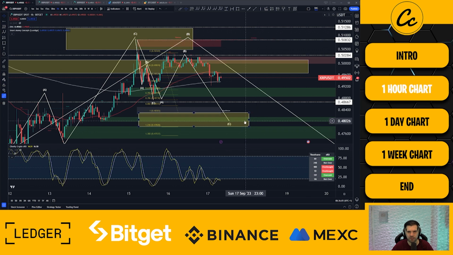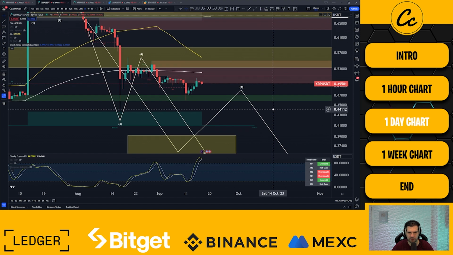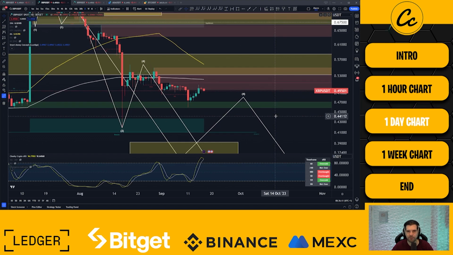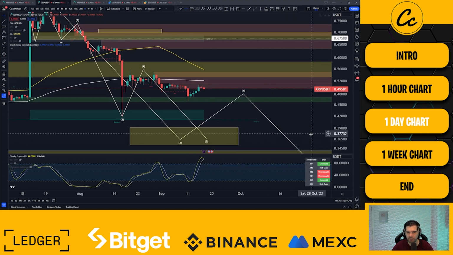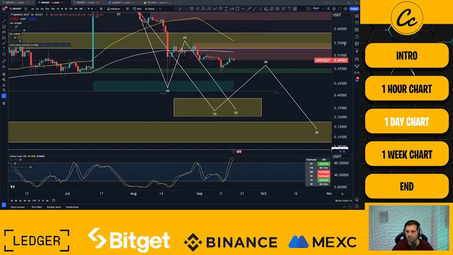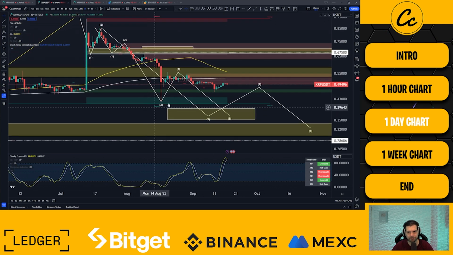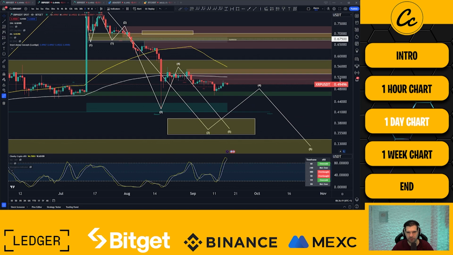Now, when it comes to the larger timeframes, I think this is where things really kind of come together a little bit more clearly. So here we have the daily time frame. Again, still using the BitGet spot exchange. You can see that we do have a death cross looming on the daily time frame.